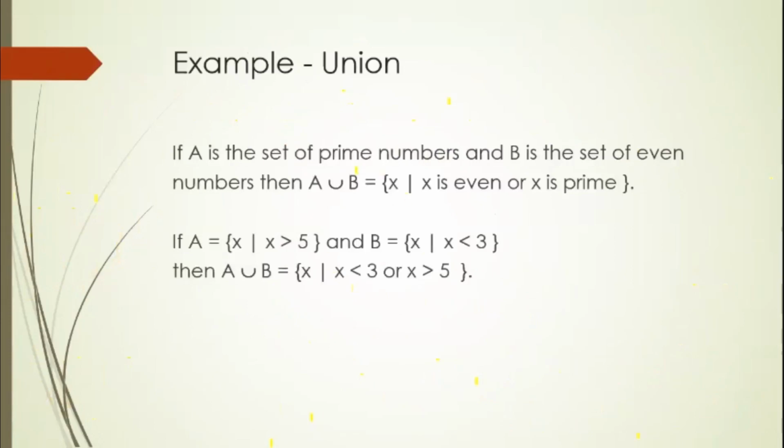Here, if A is the set of prime numbers and B is the set of even numbers, then the union, take note, is X is even, so that is our set of even, or X is prime, so that is prime numbers. We just combine them and connect them with the word "or." The same way goes here: X greater than 5, X less than 3. As you can see here, combine them and then connect it with the word "or" for union.